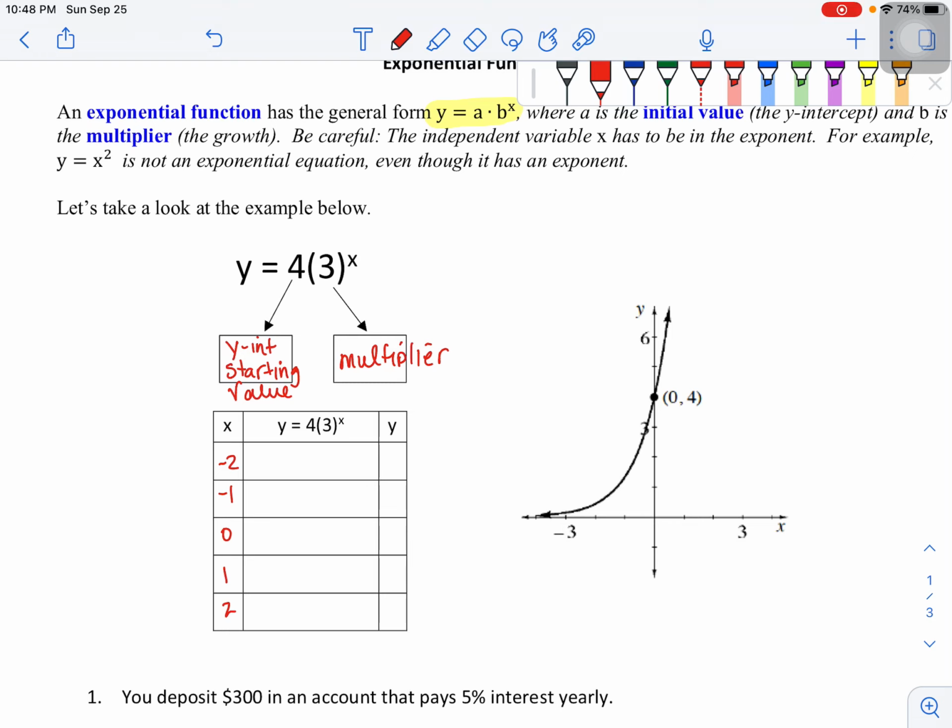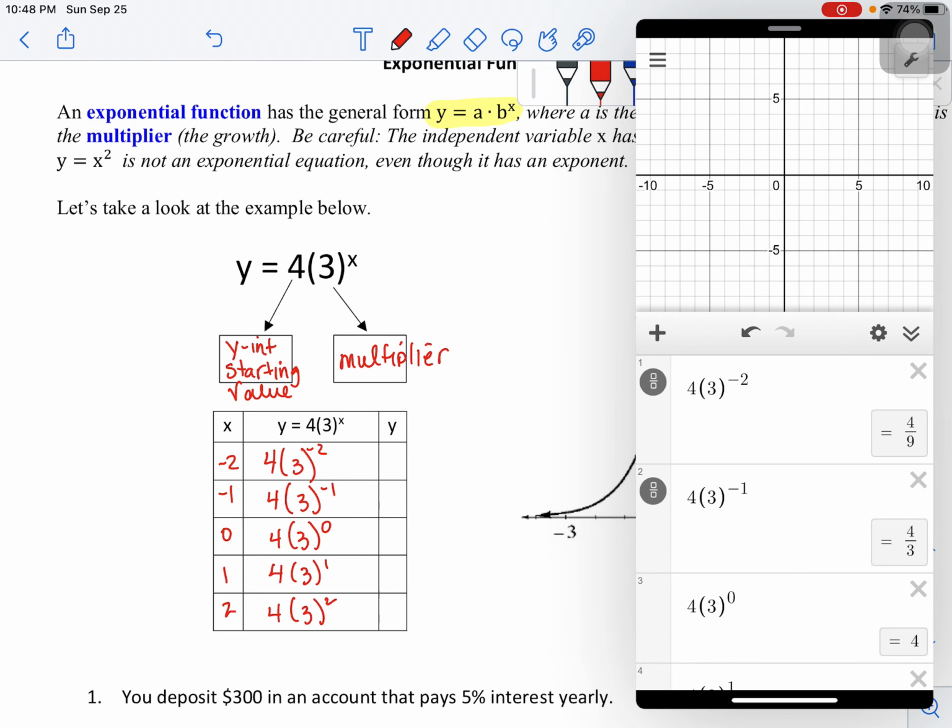So we are going to plug in the x value as the exponent. So 4 times 3 to the -2, 4 times 3 to the -1, 4 times 3 to the 0, and we're going to put these all in our calculator. 4 times 3 to the 1, and 4 times 3 squared. Now you are going to get decimals. You can convert them to fractions, of course, if you hit, I believe it's math enter. I don't have the calculator in front of me.